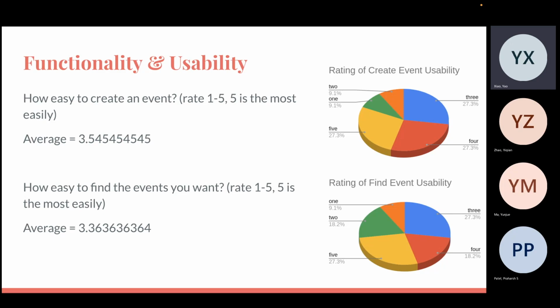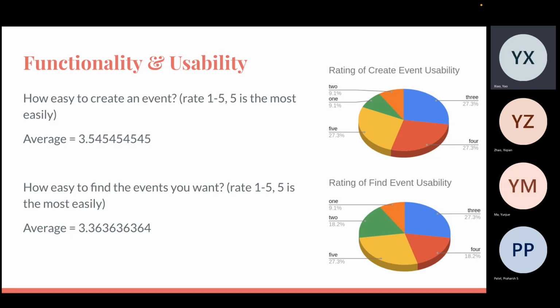Then we also asked them to find events: you can scroll down through every event on the homepage, or use the search function, try to find events you are interested in, and rate how easy it was to find them. Finally, we got an average score above 3, where 5 is the best and 1 is the worst, which means people are satisfied with our app.